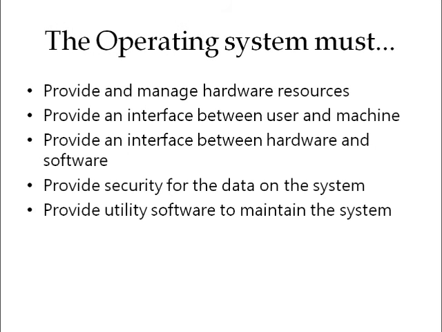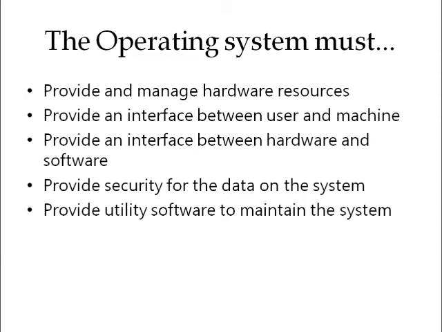It must provide and manage hardware resources such as memory management and jobs passing through memory. Provide an interface between user and machine, commonly known as the human-computer interface, covered in F451. Provide an interface between hardware and software so that they can communicate with each other. This would include the memory location of the keyboard, for example.